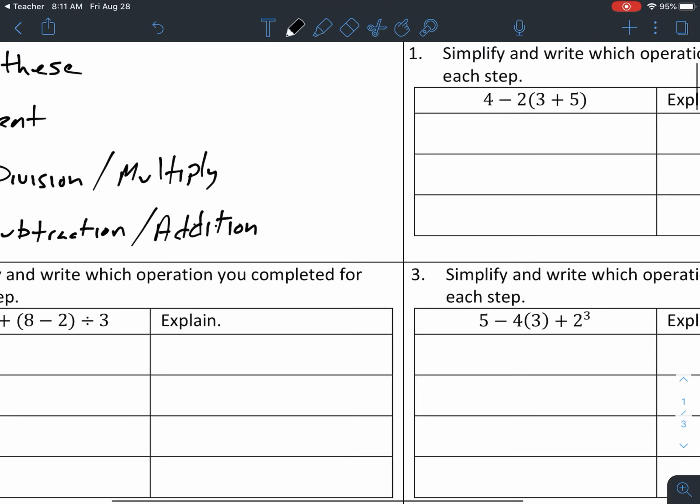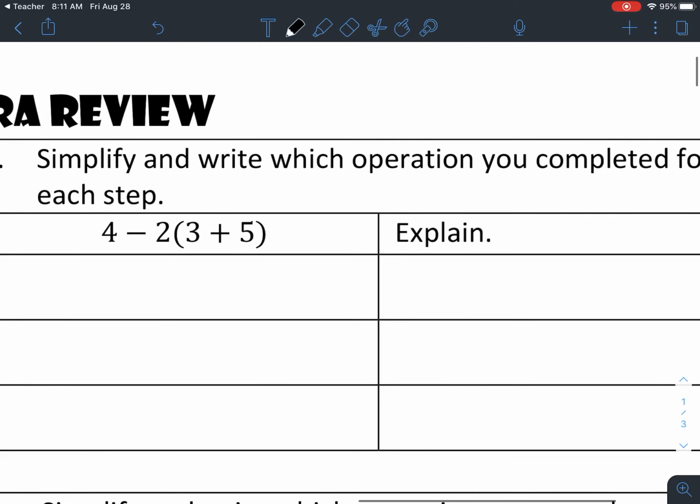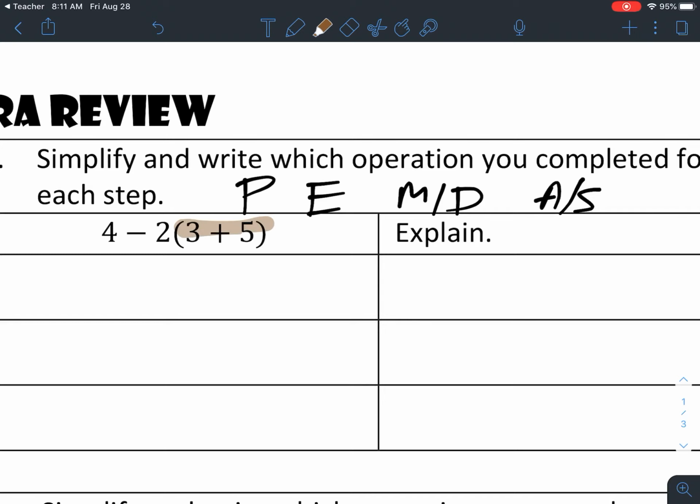Alright, so let's look at problem 1, which is right here. We always have to write our letters up here so we always remember which order to go in. We go left to right reading. So we need to look at this. We can see that we have parentheses, which is right there. We have to solve inside of the parentheses. So our first step would be parentheses.